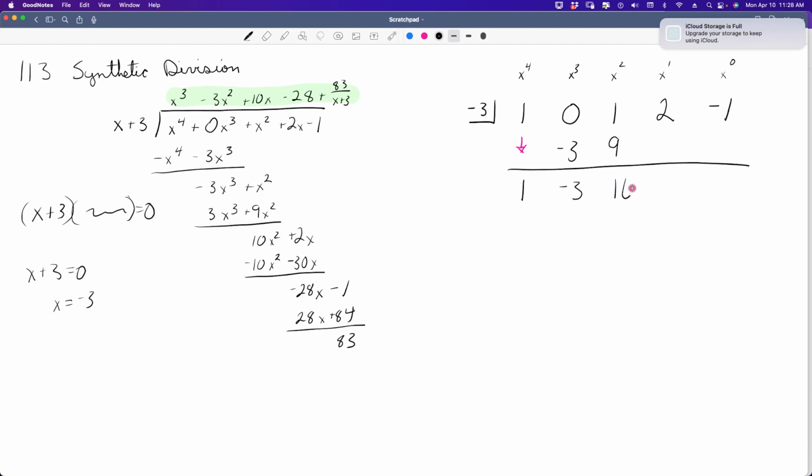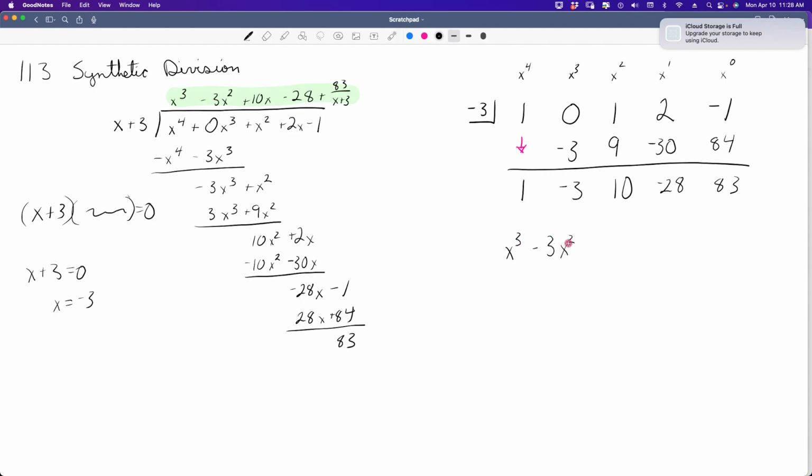Negative 3 times negative 3 is positive 9. So now we have a 10. Negative 3 times 10 is negative 30. So that's going to be a negative 28 when we combine them. Negative 3 times negative 28 is going to be a positive 84. So that's going to be an 83. Now, this started at x to the 4th. We're going to subtract an exponent from here. That's going to be x cubed minus 3x squared.